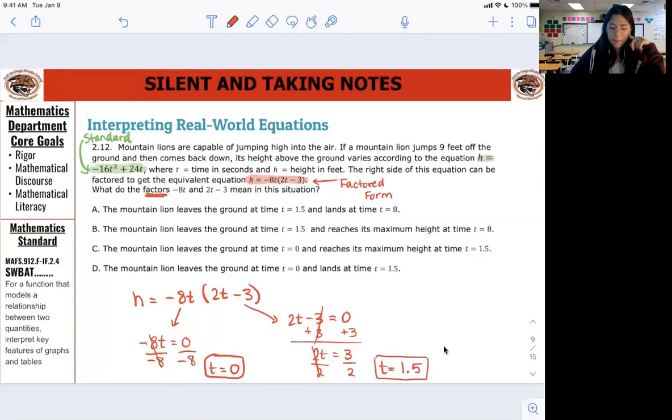Now let's think about what this means on a graph. I have one x-intercept over here at 0, and I have another one at 1.5. Let's say this is 1 and this is 2. So 1.5 is going to be over here.